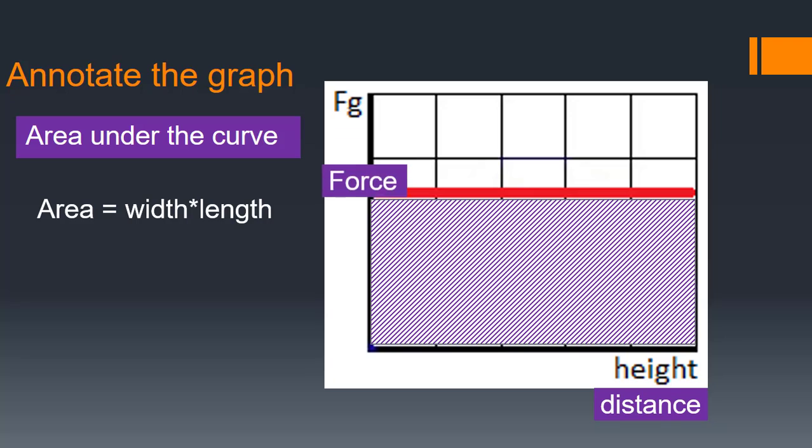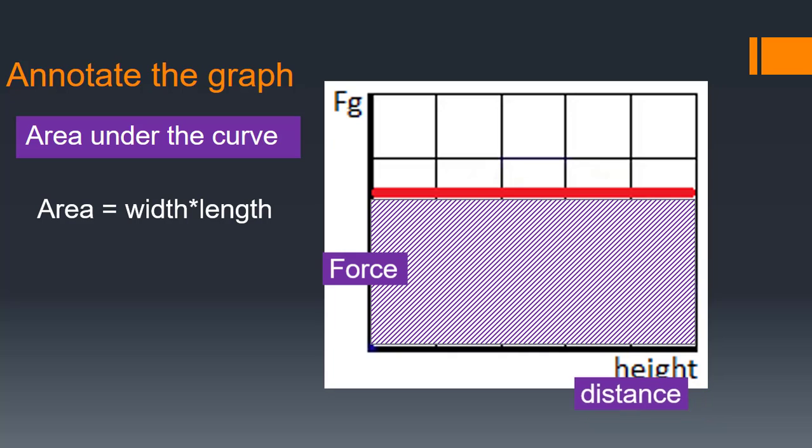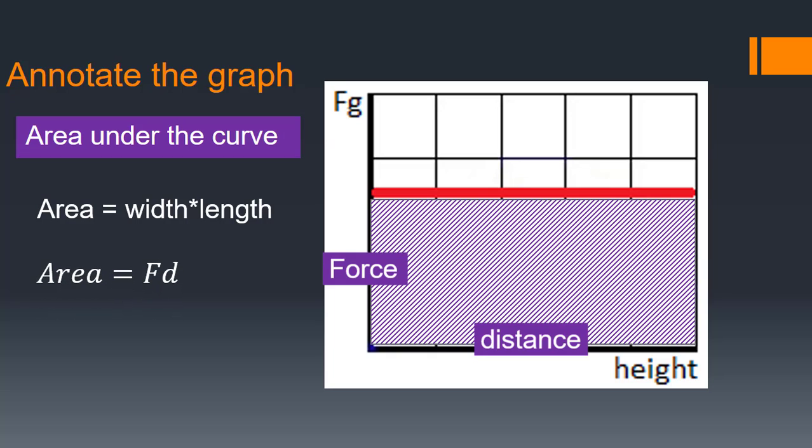The width is actually representing the amount of force due to gravity. All right, so what's the length representing? The length of our rectangle is the distance the mass traveled, or in this case, the height above the surface. So the area under the line of a force distance graph is found by taking the force times the distance. This gives us a label of Newton meters.